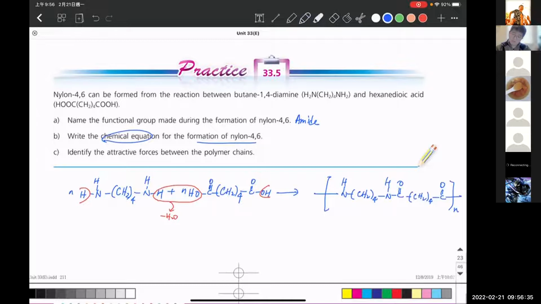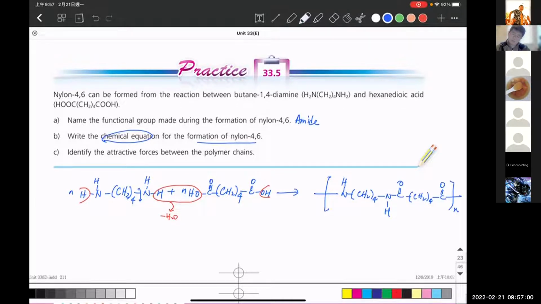Maybe to some people who want to make it more easily observable, somebody will put an H here underneath. Now it doesn't matter because this single bond can be rotated. So you twist the end here, it is also fine.